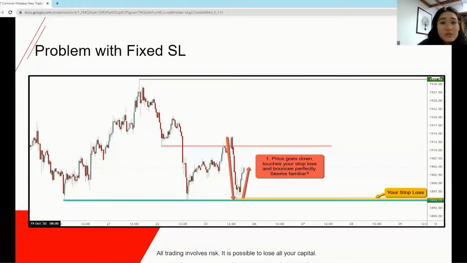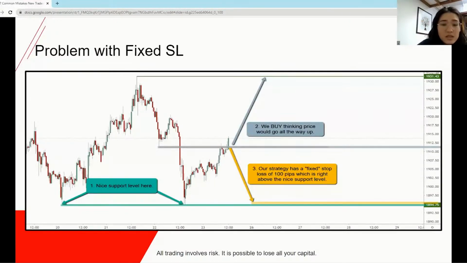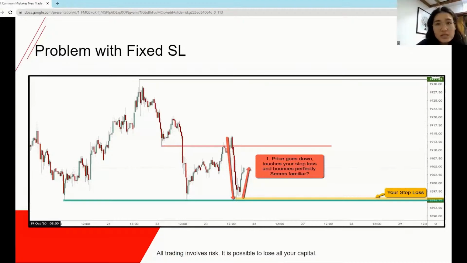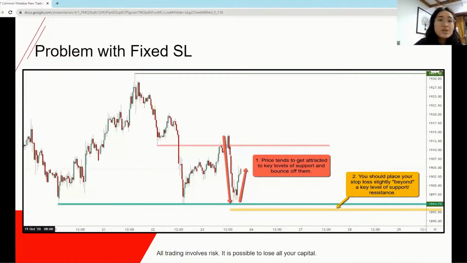But instead of going up, as we expected, price actually goes down instead, and it touches the stop loss and bounces perfectly from the support. So instead, what we should have done is to place our stop loss slightly beyond the key level of support and resistance so that we are not stopped out at the support, as price tends to be attracted to key levels of support or resistance and bounces off of them.